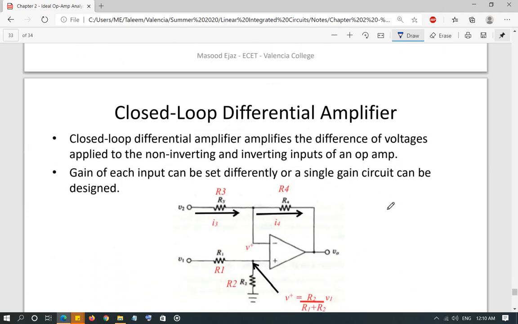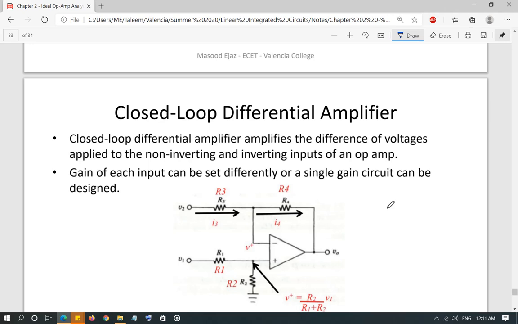Now remember, an operational amplifier is a differential amplifier in its open loop configuration. That is, whatever voltage you apply between the inverting and non-inverting inputs in the open loop configuration, that voltage is amplified at the output, right? A times VD. But again, that does not really help us because of the extremely large gain of the operational amplifier. Any small change in the input differential voltage is going to just saturate the output, so it doesn't really help us. So we create the closed loop differential amplifier.